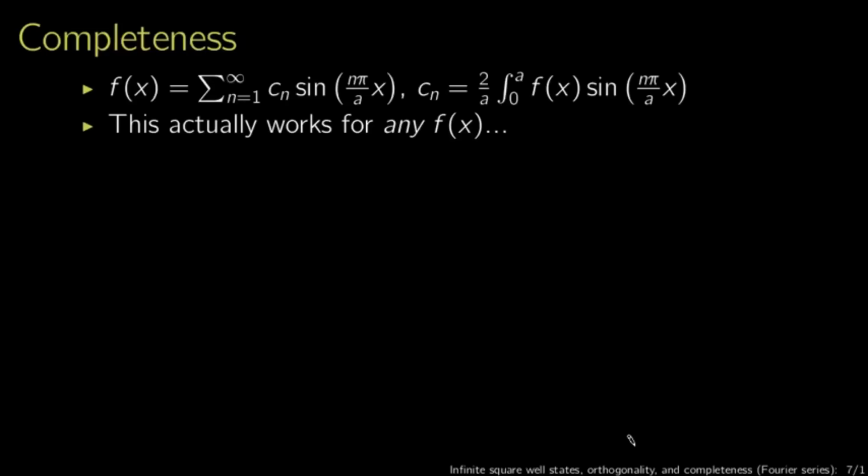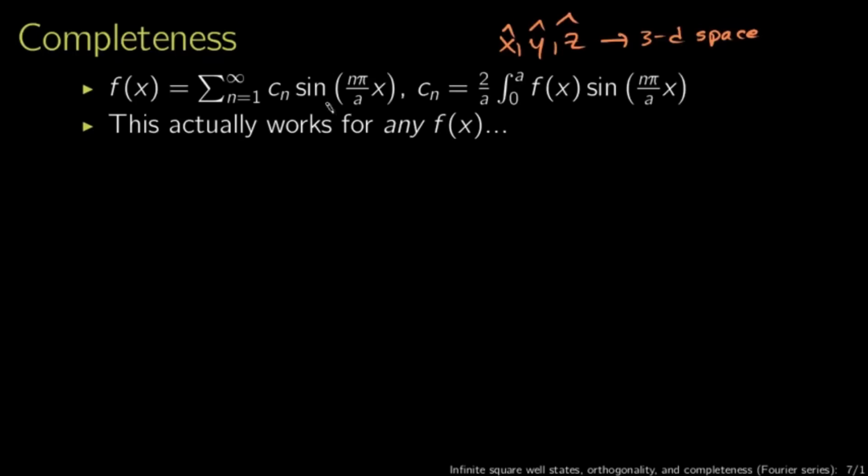This is like having a set of unit vectors with which you can express any other unit vector. For instance, x hat, y hat, and z hat. Unit vectors pointing in the x, y, and z directions form a basis for 3D space. If we have a set of solutions to the Schrodinger equation, for instance, the solutions for the infinite square well potential, our sine function, they actually form a complete basis for functions.